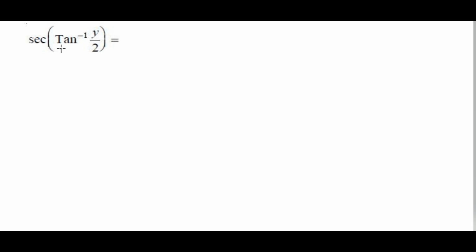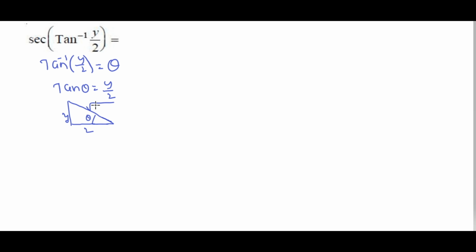Sec of tan inverse y by 2. We take tan inverse of y by 2 as theta. That is, tan theta is equal to y by 2. That means, take a right angle triangle. This angle is theta, this side is y and this side is 2. The hypotenuse is root of 2 square plus y square, that is root of 4 plus y square.